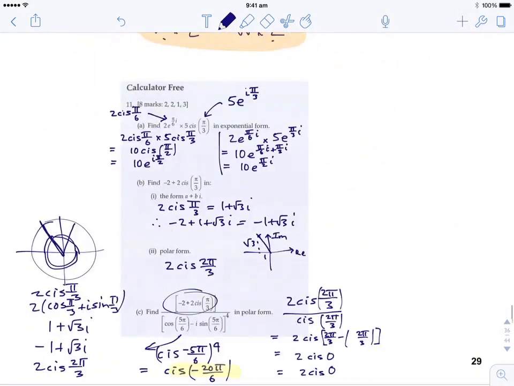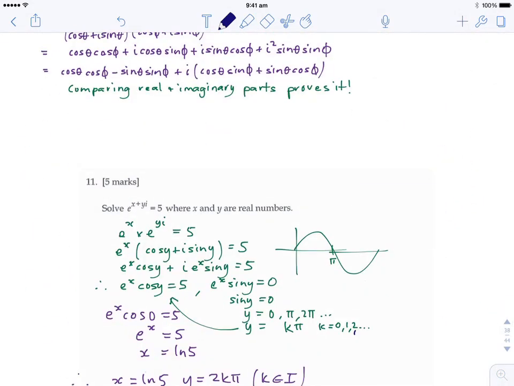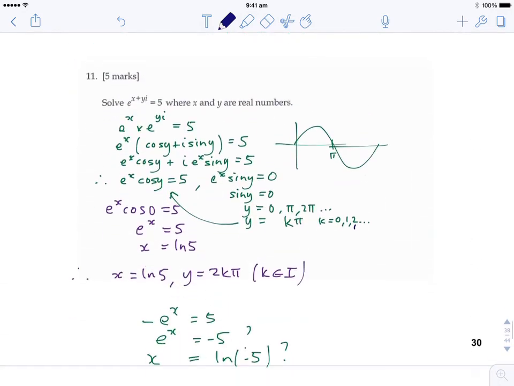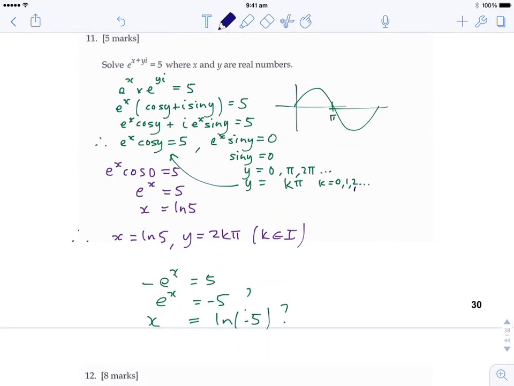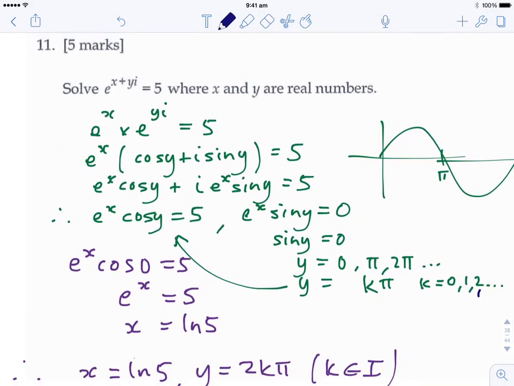Okay, one more tricky one that I think is worth mentioning. That's this one here, solving e to the x plus iy equals 5, where x and y are real numbers. Alright, so we want to try and find x and y. We've got to split this up first, so our first step here is to separate the left hand side of the equation. So we've got e to the x and e to the iy. Now e to the x is just e to the x, what we're used to.